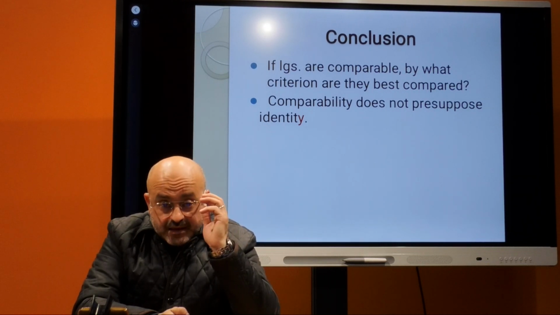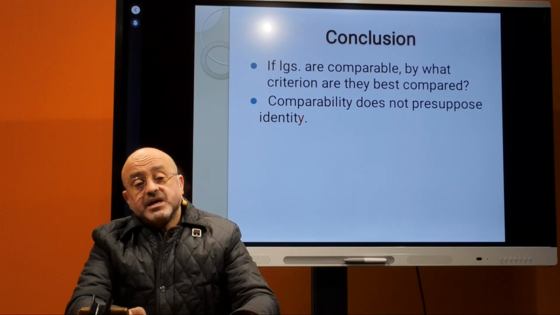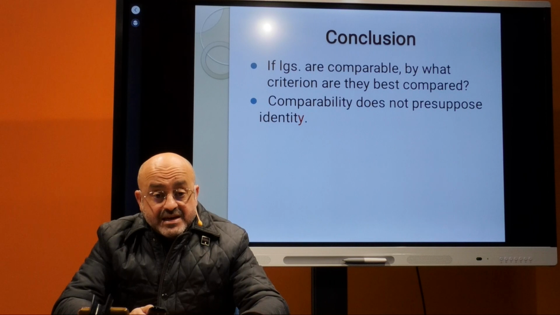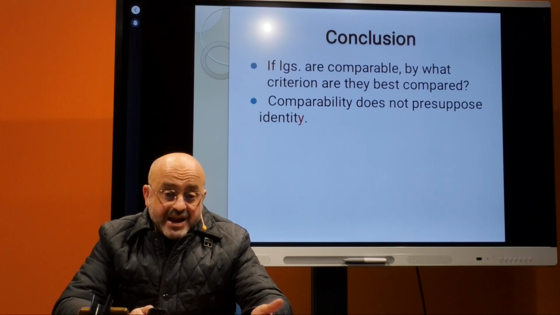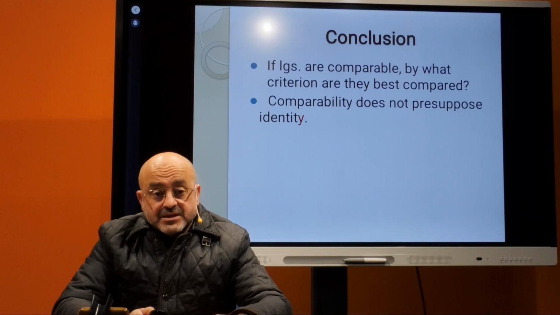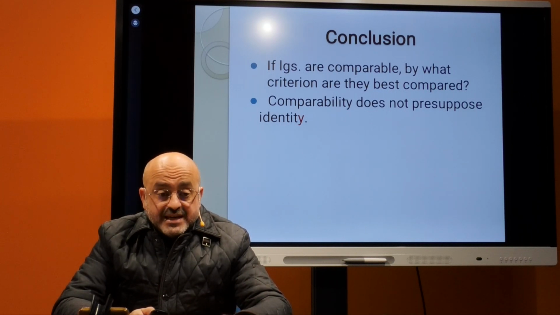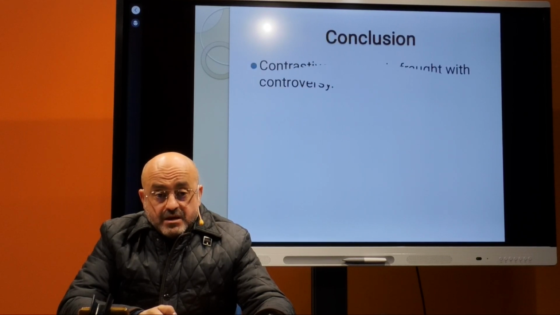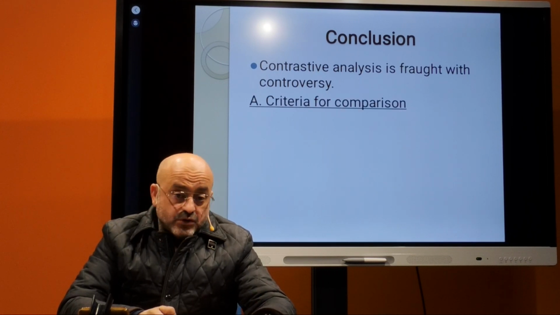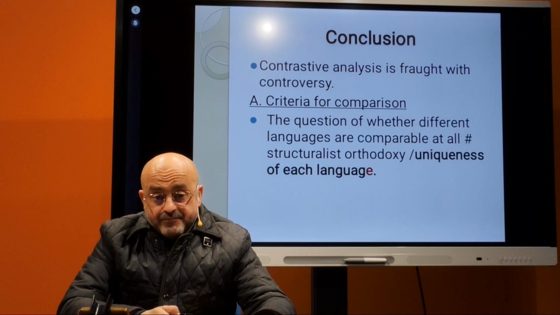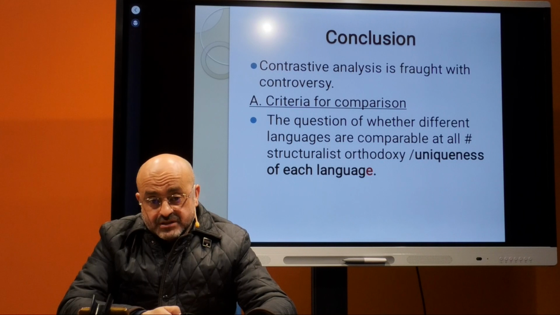Another question that arises is, if we say that each language, which is something said by structuralists themselves, is unique, how can we compare them? Still, one way to defend their opinion is to say that comparability does not presuppose identity. So when we compare, we are not saying that the two languages or the two linguistic systems are the same. That's why you can say that contrastive analysis is fraught with controversy, mainly the point that I have just mentioned about the uniqueness of each language.